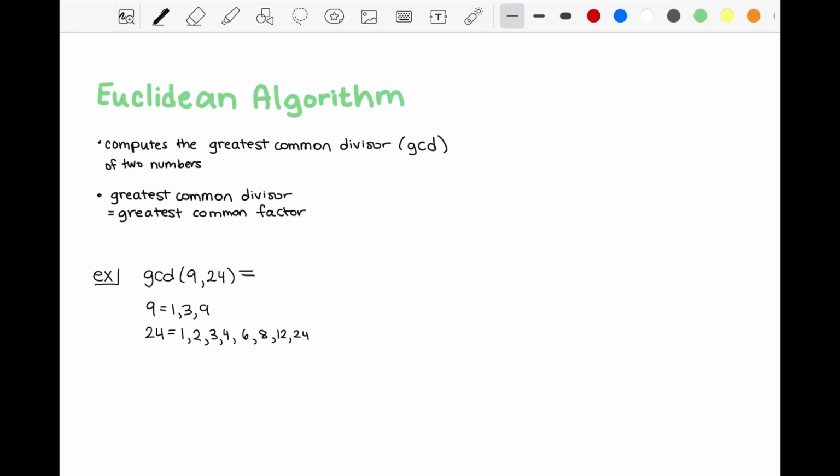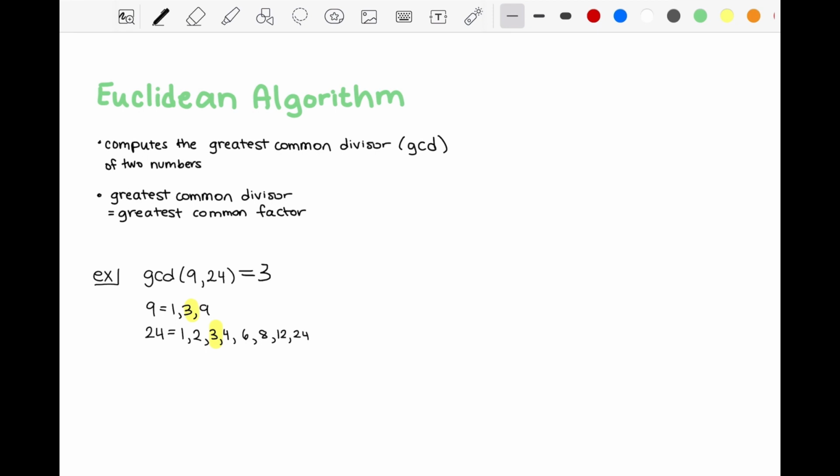So one naive approach would be to list out all the factors for 9 and 24. So I've done that, and then seeing, hey, what's the greatest common factor? So 1 is a common factor, but there is another common factor if we're looking at the other ones, and the largest is going to be 3. So 3 is the GCD because it means that 3 can divide both 9 and 24 and result in an integer value.